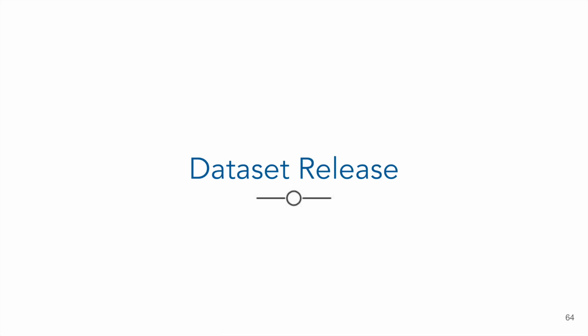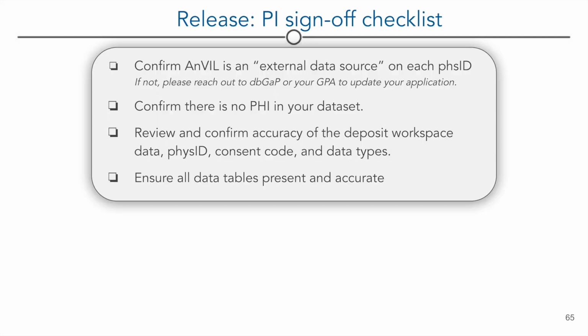Once you've ingested the data in the submission workspace to TDR, you will contact the AnVIL team to release the data. The AnVIL support team will send you a checklist for sign-off. This is an example of the content we'll seek. Confirm AnVIL is an external data source on each FIS ID. Confirm there is no personal health information in the dataset. Review and confirm the accuracy of the deposit workspace data, as well as the FIS ID, consent code and data types. The team will also make sure all data tables are present and accurate.